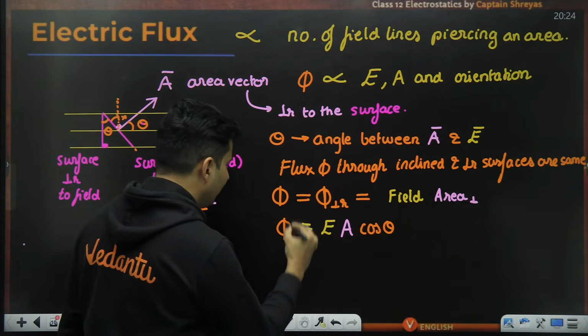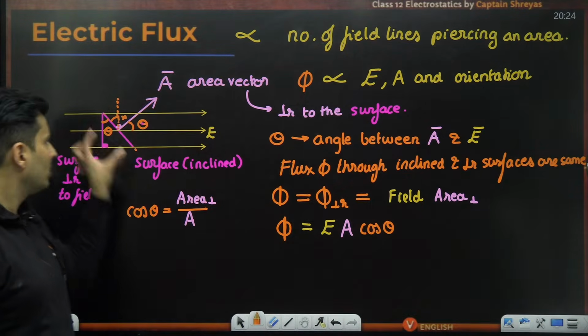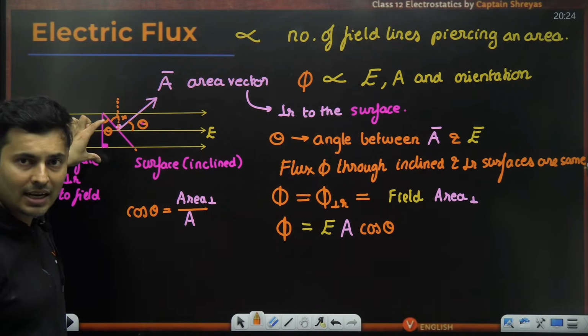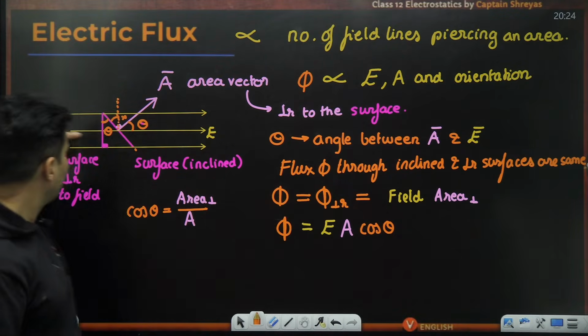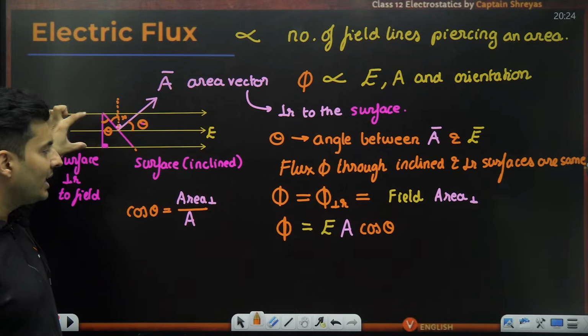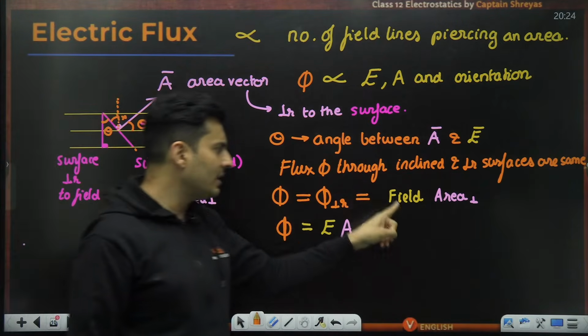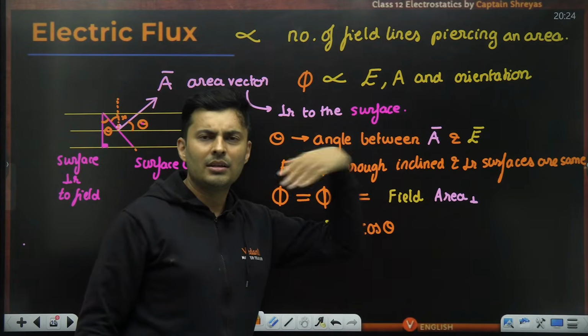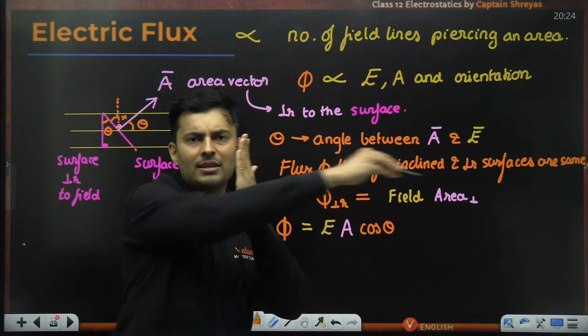So that is the value of the flux. The flux through the inclined surface and the perpendicular surface were the same because the same lines are cutting through. The flux through the perpendicular one is easy to calculate. I can just say it is field into area. There is no question of orientation. Every line is passing through it.